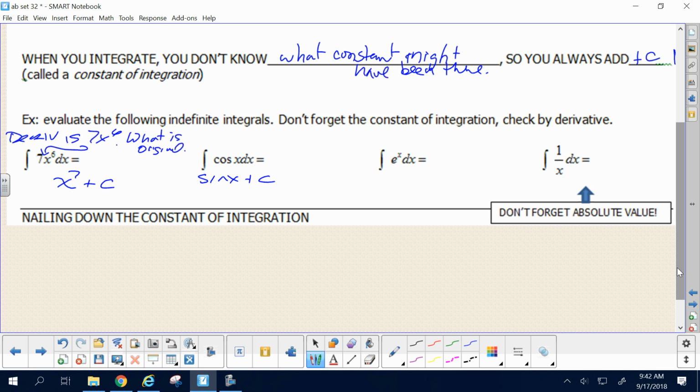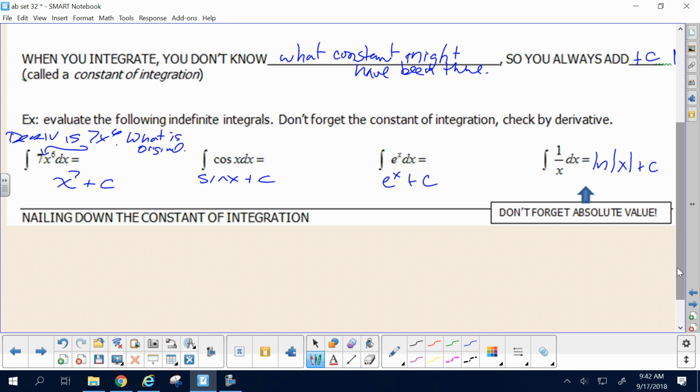This says the derivative is e to the x. The original must have been e to the x plus a possible constant of integration. And then this was one that's constantly missed for a week or two. The antiderivative of 1 over x. What function gives you that derivative? Natural log of the absolute value of x plus c.